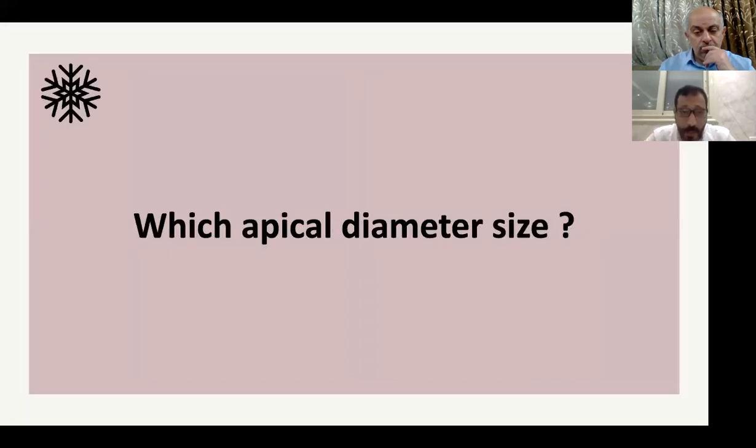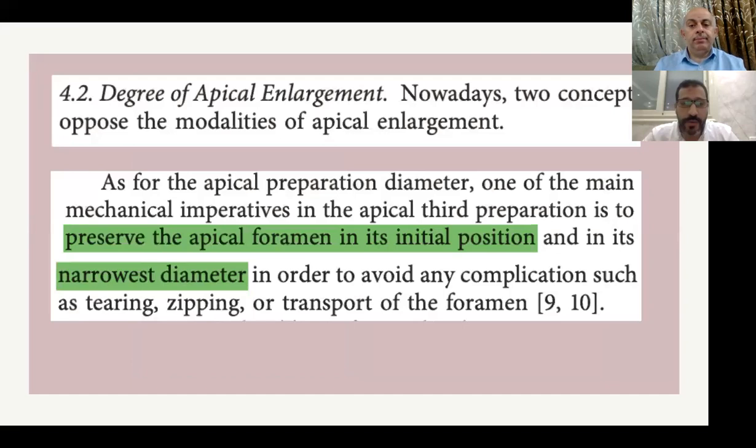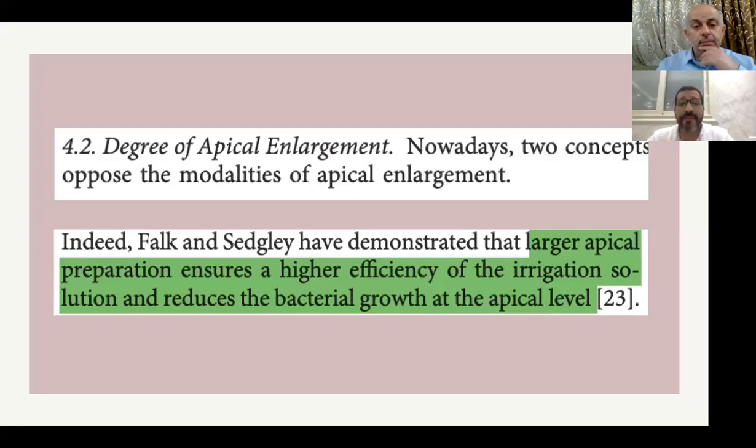Which apical diameter size I need is a very debatable issue in the literature. Actually, the apical third of the root canals is a real headache issue. Why? Because some researchers talk about preserving the apical foramen in its initial position with the narrowest diameter, so as not to increase the apical diameter more than a 25 file. And others say a size 25 file is not satisfactory to perform a larger apical preparation, because larger apical preparation means higher efficacy of the irrigating solution, and it will reduce the bacterial growth at the apical level.